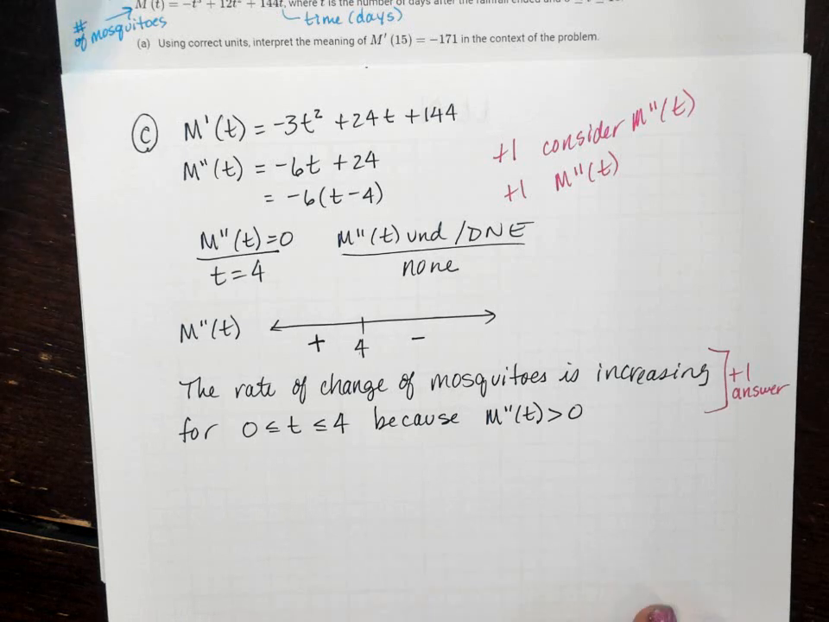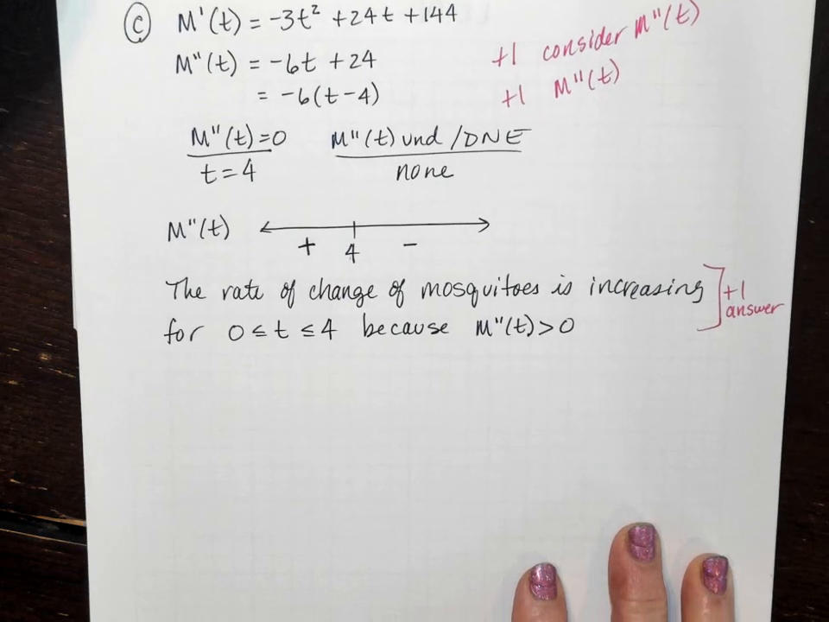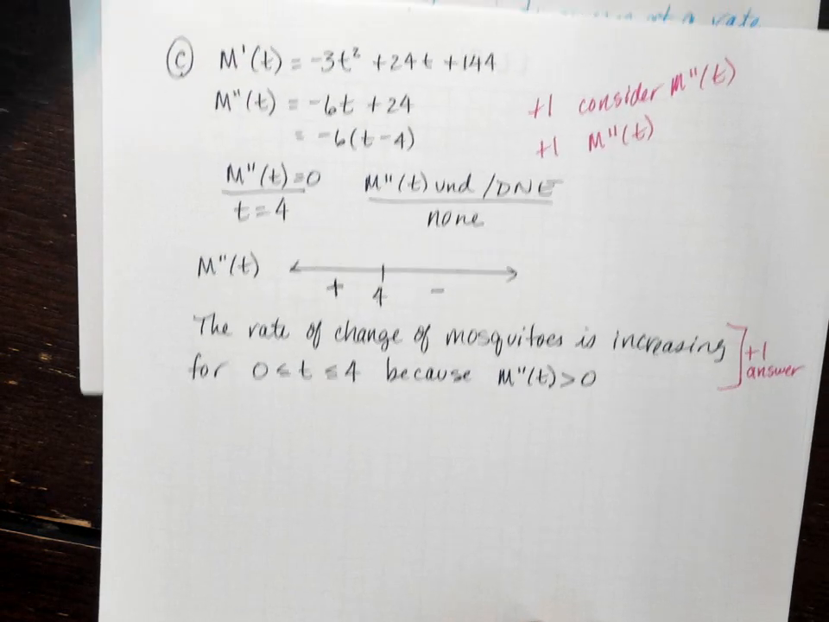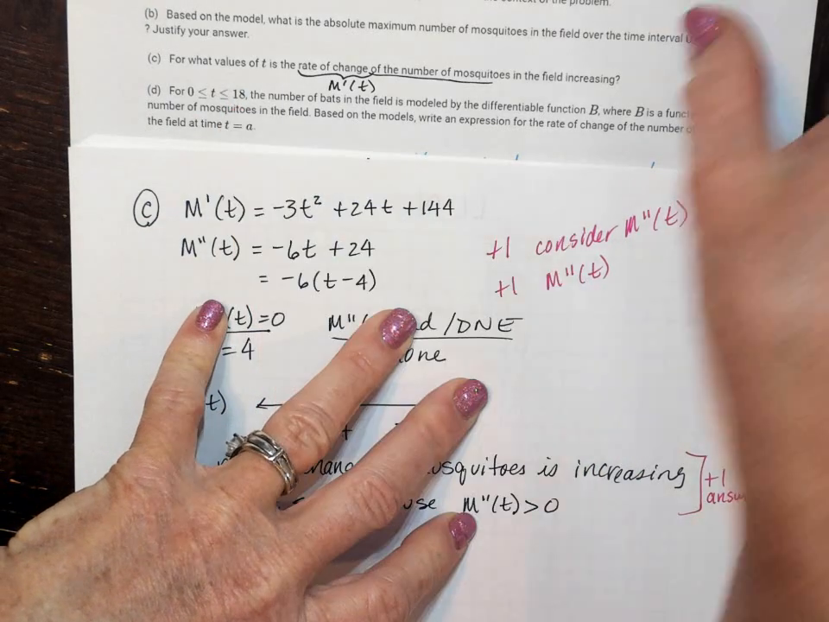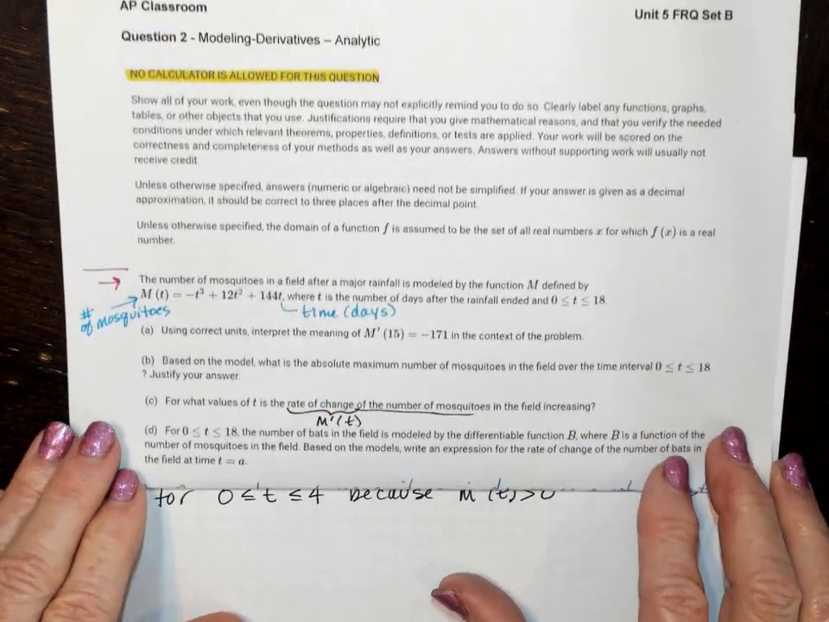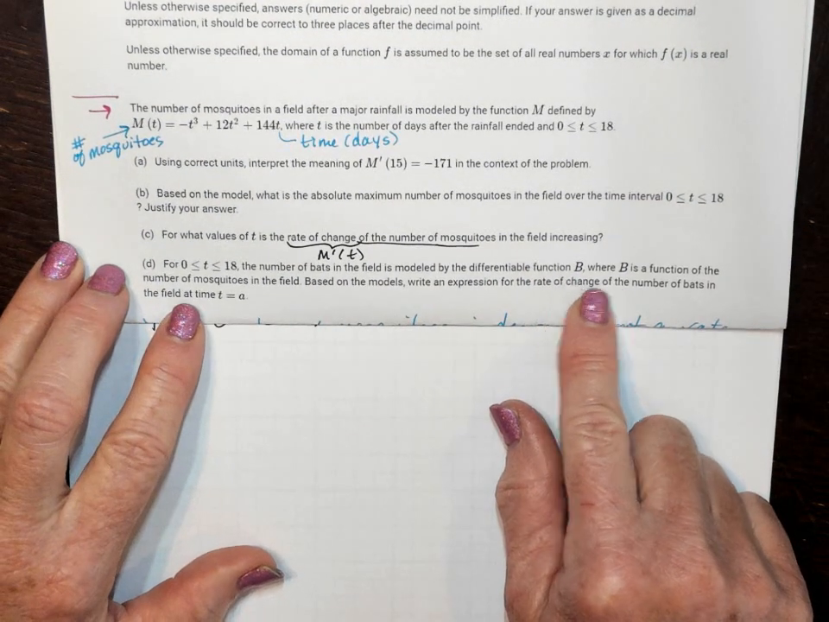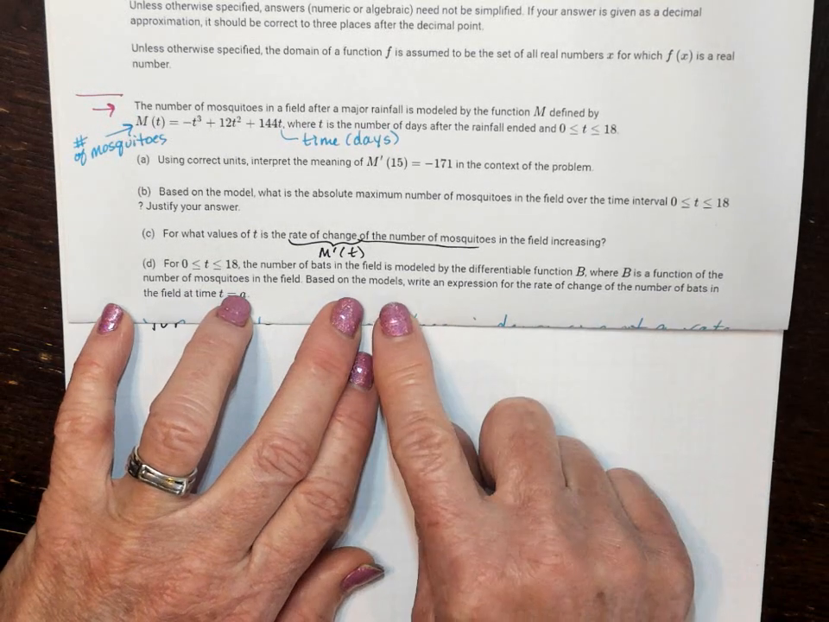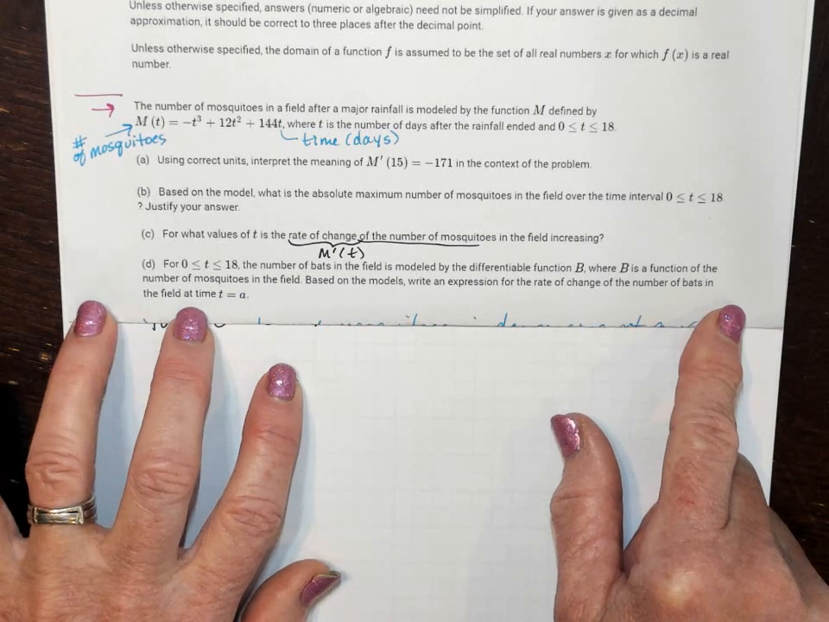Okay. The last one here, part D, I thought this was tough. It took me a while to figure out what they were looking for here on this part D. I didn't like the question, but there's nothing I can do about that. Okay, so for D here, for t between 0 and 18, the number of bats in the field is modeled by this differential equation B, where B is a function of the number of mosquitoes in the field. Based on the models, write an expression for the rate of change of the number of bats at time A.